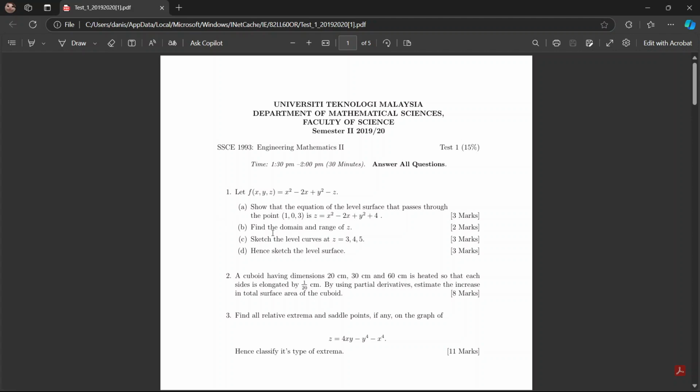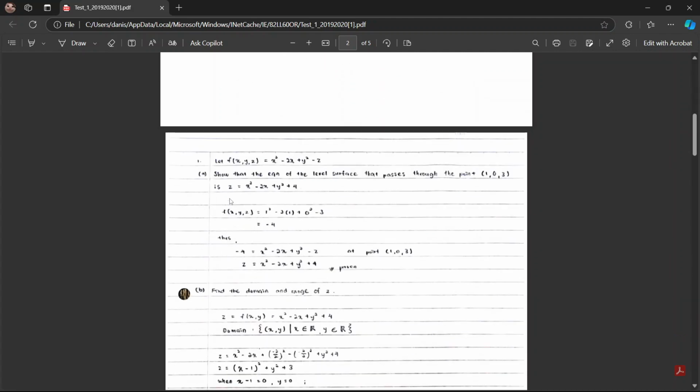For the solution to the first question, we just substitute the point into the original equation. Then we get negative 4. Thus, we combine the original equation and the negative 4. Then we arrange it and make z the subject, so we get the equation that we need to prove, which is z equals x squared minus 2x plus y squared plus 4.